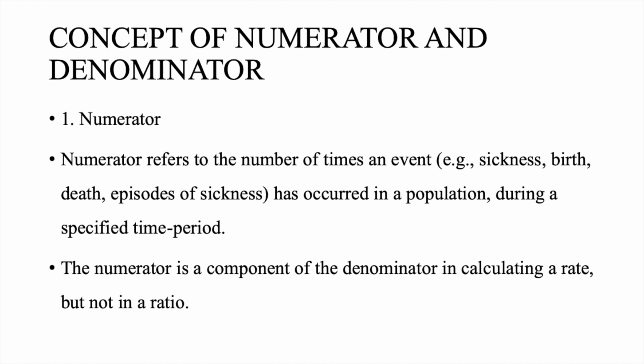So, what are the numerator and denominator? Numerator refers to the number of times an event, for example sickness, birth, or death, or the number of episodes of sickness, has occurred in a population during a specific time period. Numerator is a component of the denominator in calculating a rate but not in a ratio.